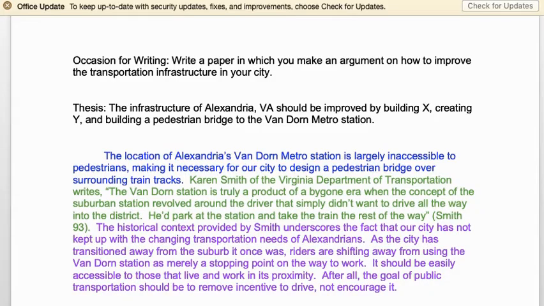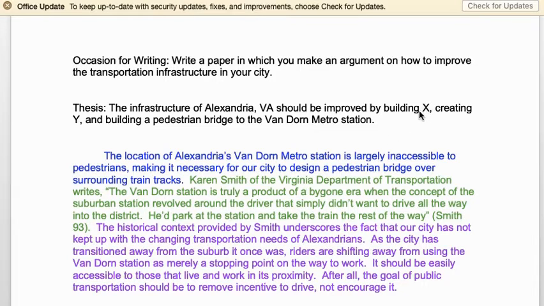So here's an example of the PIE format in action. Let's pretend that my occasion for writing was that I was assigned a paper in which I need to make an argument on how to improve the transportation infrastructure of my city. That's my occasion or my prompt. Transportation infrastructure is the physical objects and systems that move people and goods to and from given places. Roads, city buses, bike lanes, and sidewalks are all examples. That's my topic for this particular paper.